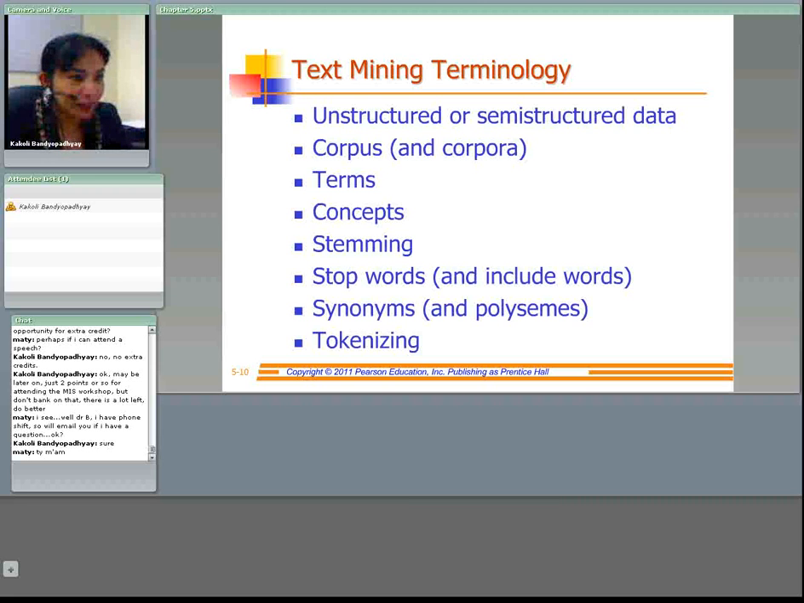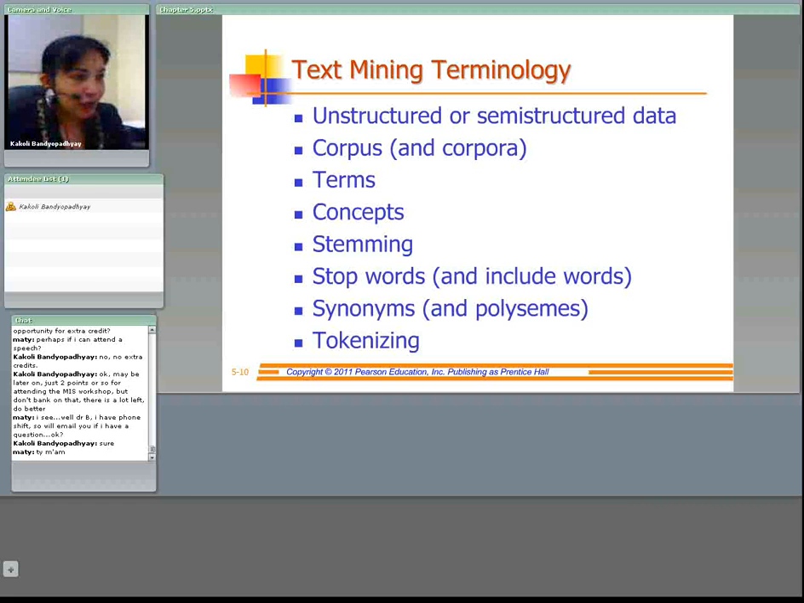Synonyms and polysems. Synonyms are identical meanings such as movie, film, motion picture. They all mean the same. And polysems are also called homonyms. They are spelled the same but they mean different things, such as bow. It can be a weapon. It can be the front of a ship. It can be a belt. It can be a hair bow.